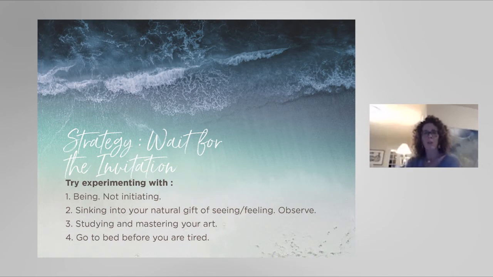And experiment with going to bed before you're tired. One of the tendencies of the open sacral is not to know when you're tired. So if you go to bed early, take an hour of just reading, winding down. That'll help you to be able to sleep well.